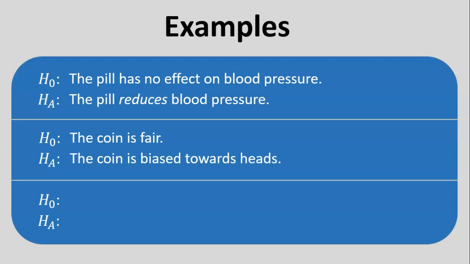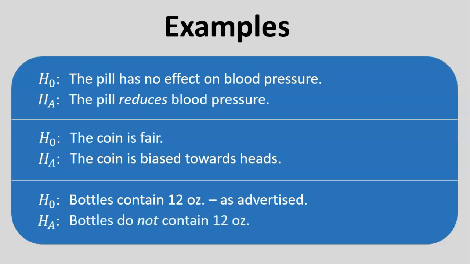One thing we might do, of course, is construct a confidence interval for the mean volume of stout, but another approach is to do a hypothesis test. In this case, our null hypothesis would be bottles contain 12 ounces, as advertised. And our alternative hypothesis would simply be bottles do not contain 12 ounces, with no direction indicated. Okay, so far so easy. We've really just introduced some new terms.